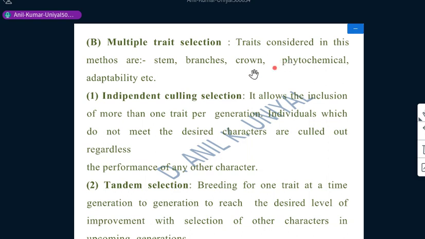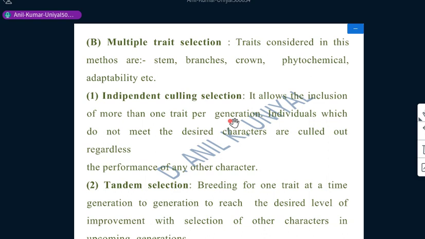Then we have to remove the individuals that have only good stem height characteristics, and these should be removed from that F1 nursery. Only individuals that have both characters will be considered for growth or for future selection among those F1. This is known as independent selection.